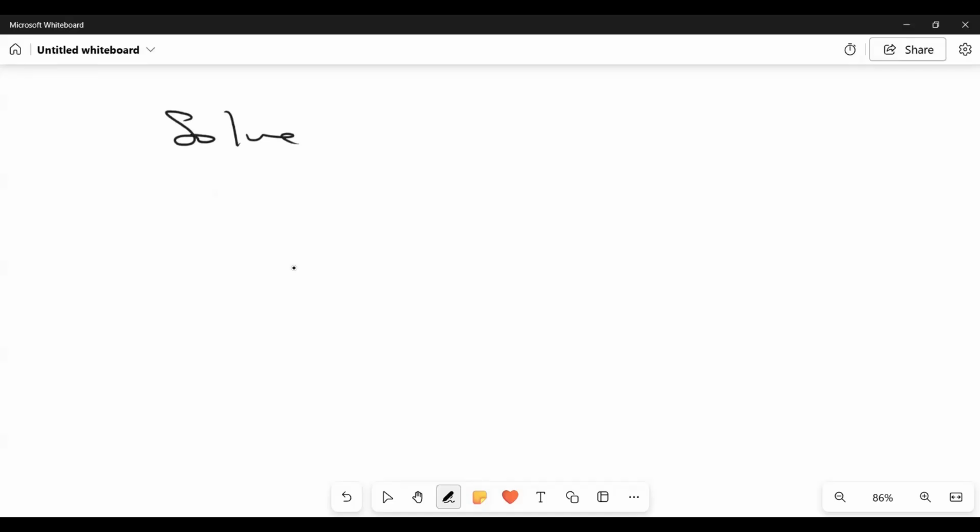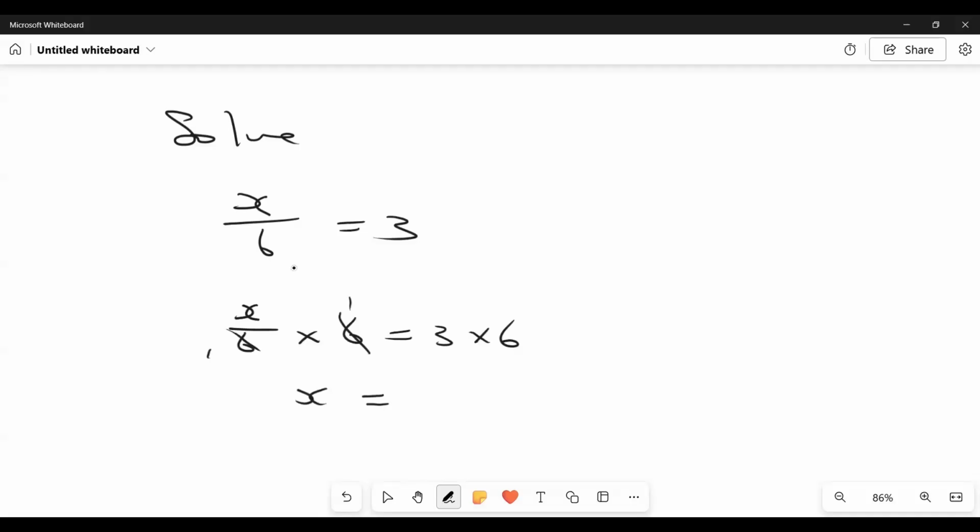Solve x over 6 is equal to 3. Something like that, right? So what we could do here, we want to get rid of this 6. We don't divide this time, we multiply by 6 over here, and then we do the same over here, right? But this 6 and this 6 cancel out, and you're left with x equal 18.